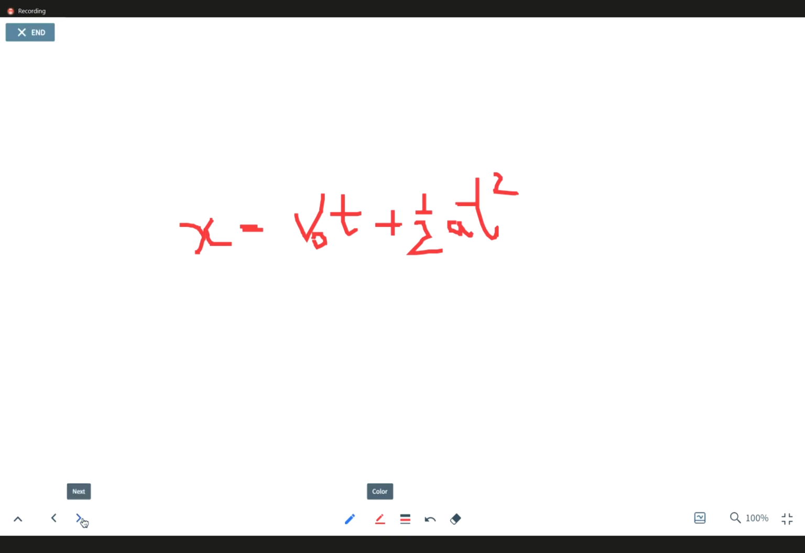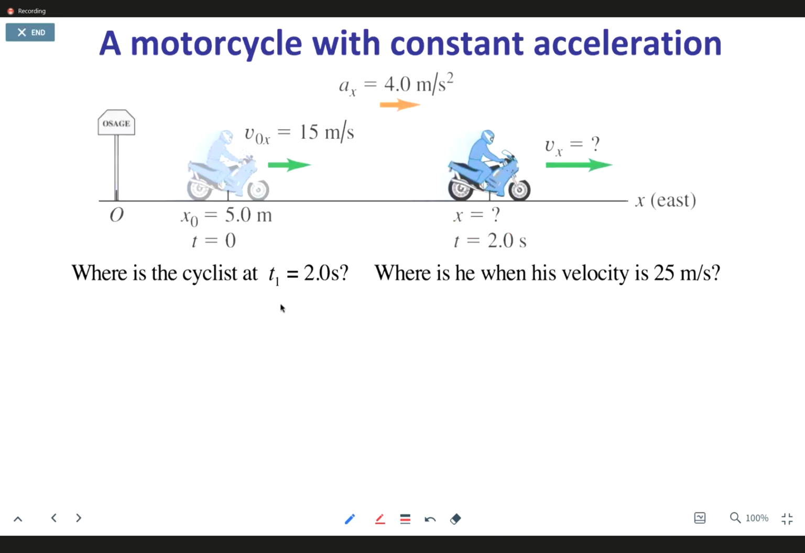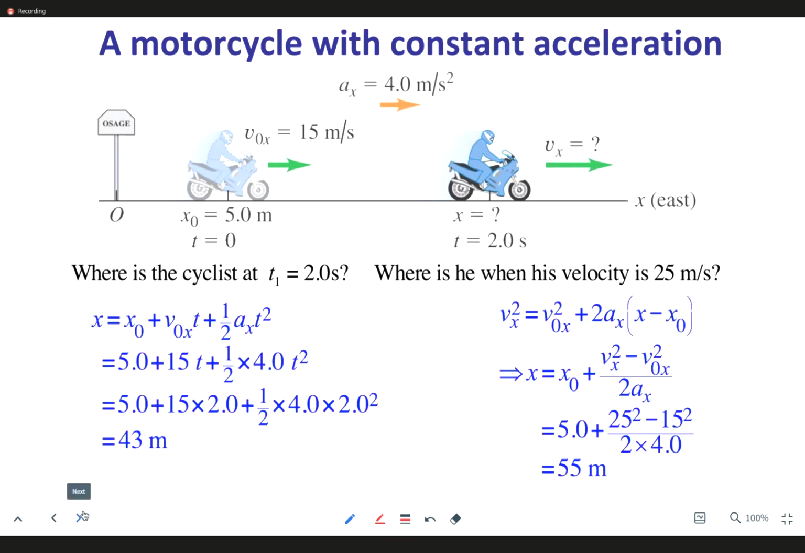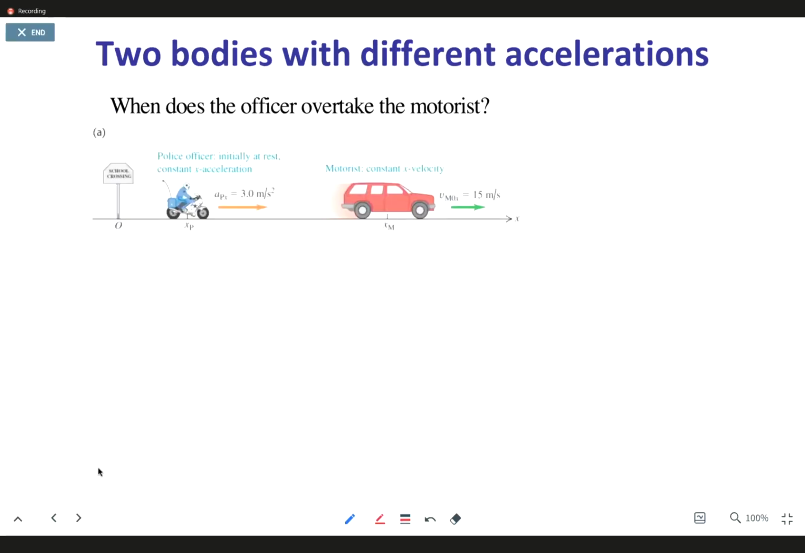So let's go to the next topic. Let's say that we have a motorcycle with constant acceleration. This should be provided to you. In the interest of time, I want to go on to this other example question, since it's slightly more complicated.